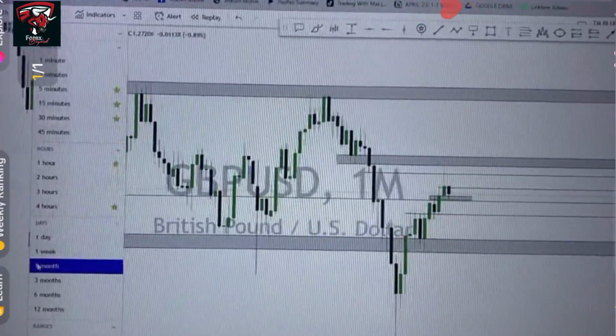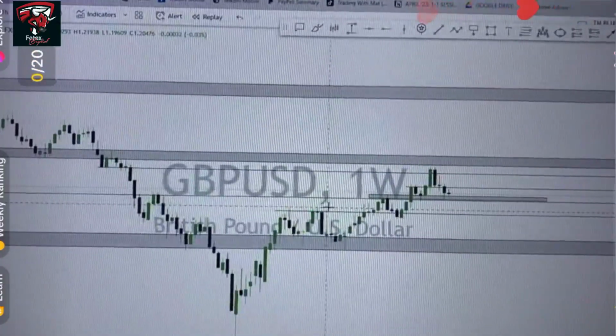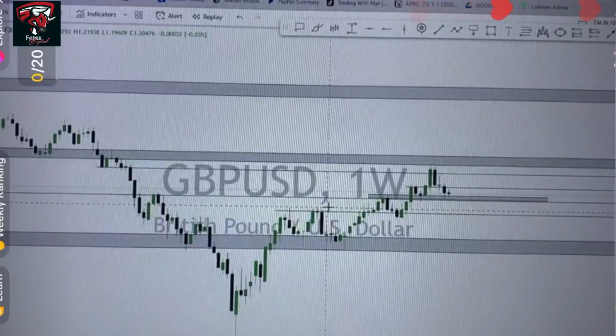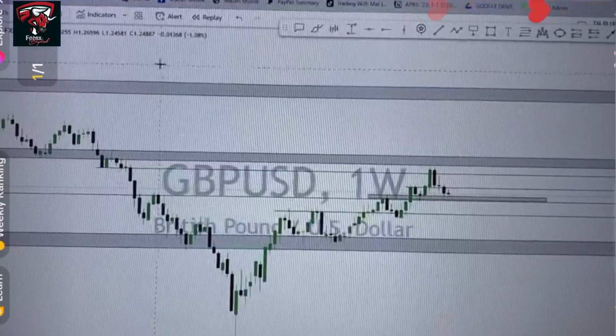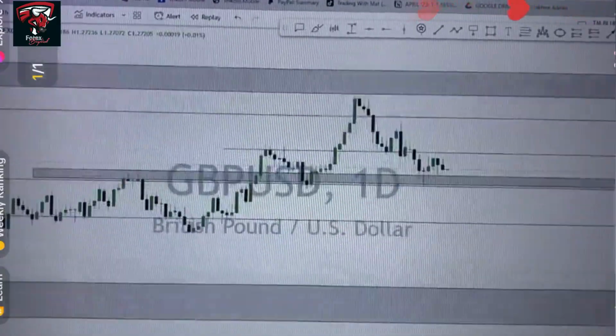So we'll also need to add that with confluences from the daily time frame. Let's go into the daily time frame quickly.